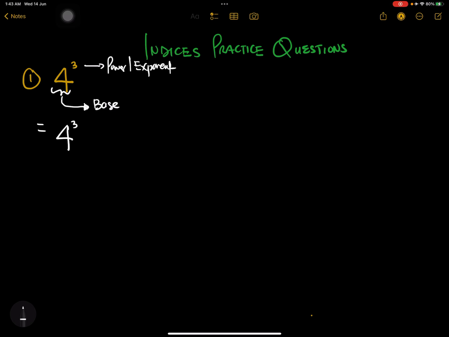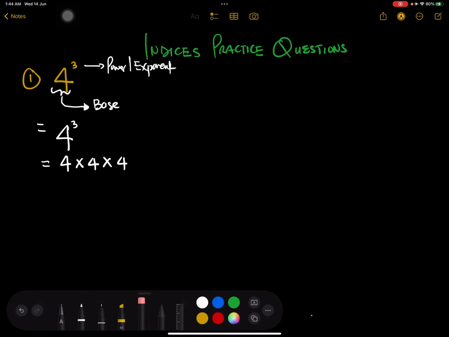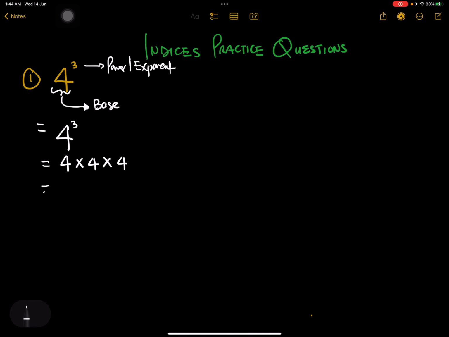Because 4 is to the power of 3, it means that we're going to multiply the 4 three times. This can be written as 4 to the power of 1 multiplied by 4 to the power of 1 multiplied by 4 to the power of 1. Since the bases are the same, we add the exponents: 4 to the power of 1 plus 1 plus 1. And that's how we get 4 exponent 3.